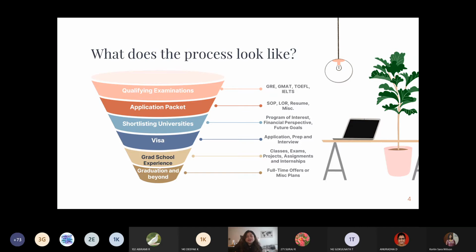The next step is visa. We're going to look at that in more detail later, so I'm just going to give you an overview right now. There's an application, then you have to prep for the visa, and then there's an interview. The long line in front of the embassy, that's where you have to stand to get the visa. We'll be on a student visa. And then the grad school experience and beyond, we'll see in the next slides. Cool.